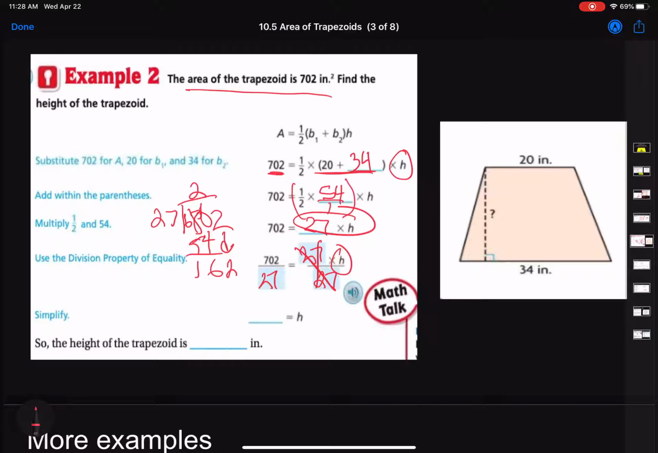Now 27 into 162. So that should be able to go, I would guess, 6 times. Yep, it's going to give us 162. So that's your height. Your height is 26. So the height of the trapezoid is 26 inches.